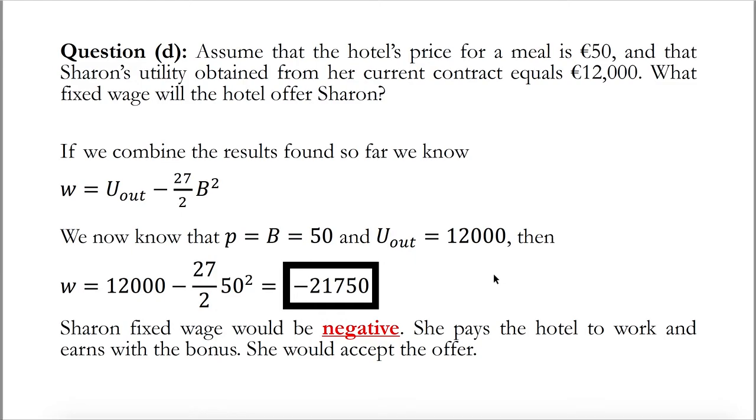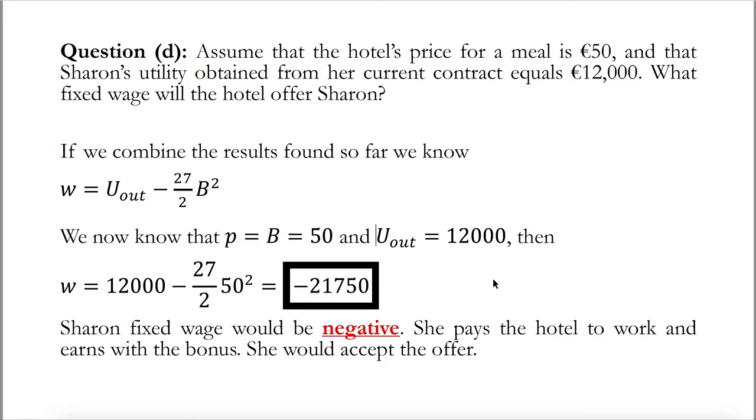In this case, with this kind of contract, with the bonus equal to the price and a fixed wage of minus 21,750, Sharon would accept this offer. Again, this might look a little bit strange because this is a negative wage, but you can think of many cases in reality, for example, franchising contracts in which this is exactly what happens.